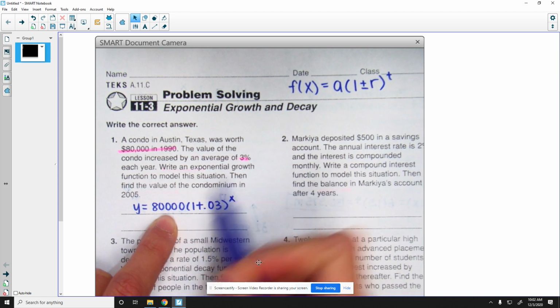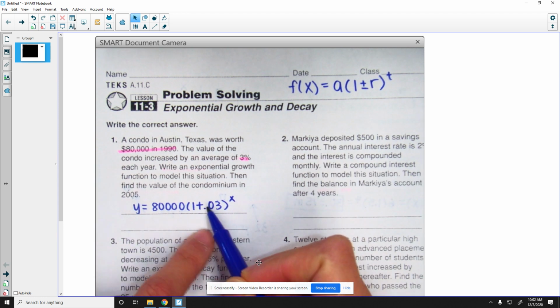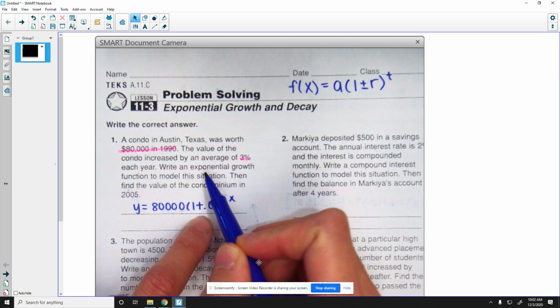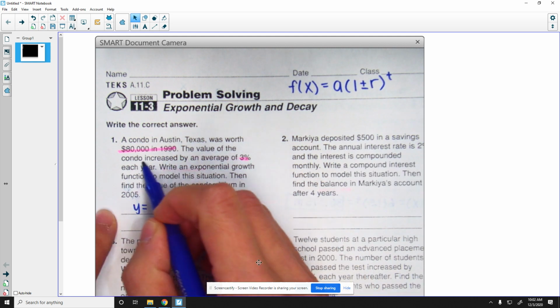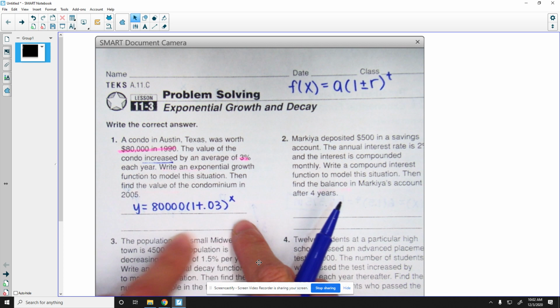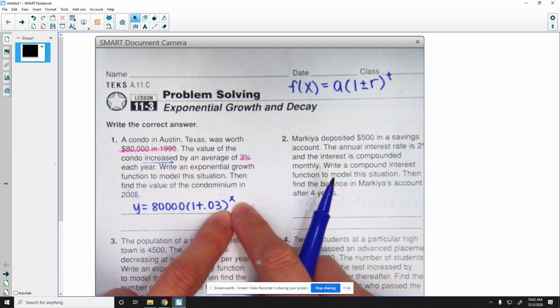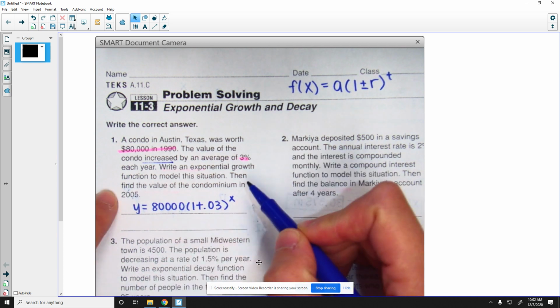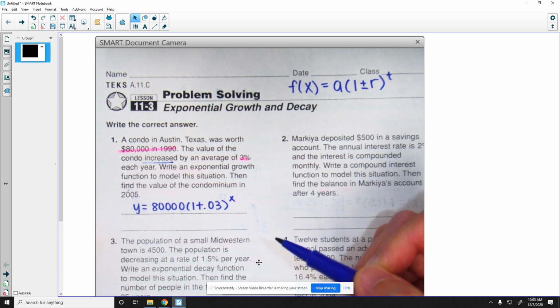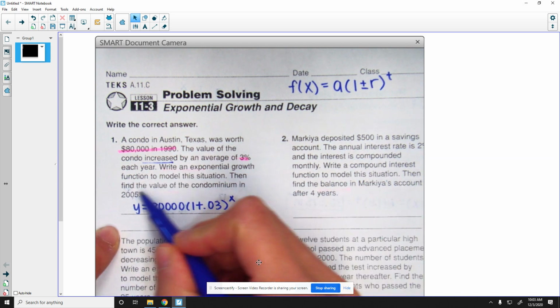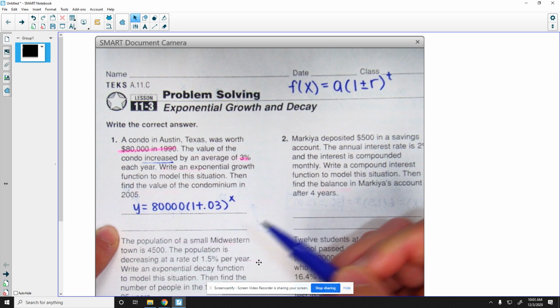80,000 is your A. It's always how much you start off with. Then you have parentheses. 1, it's a plus because you're increasing, not decreasing. And then 3% is 0.03. You don't know the year yet because it didn't tell you. You haven't gotten to that last sentence. Good job. Now, find the value of the condo in 2005.